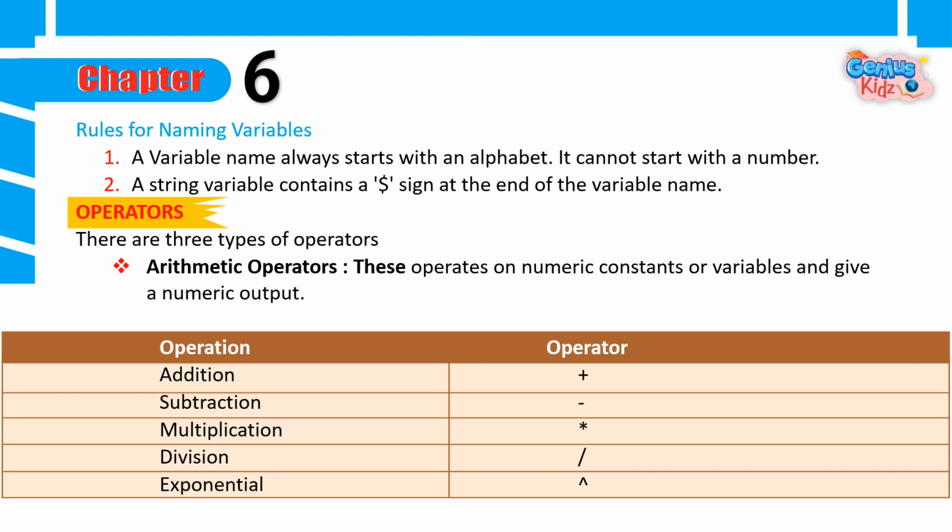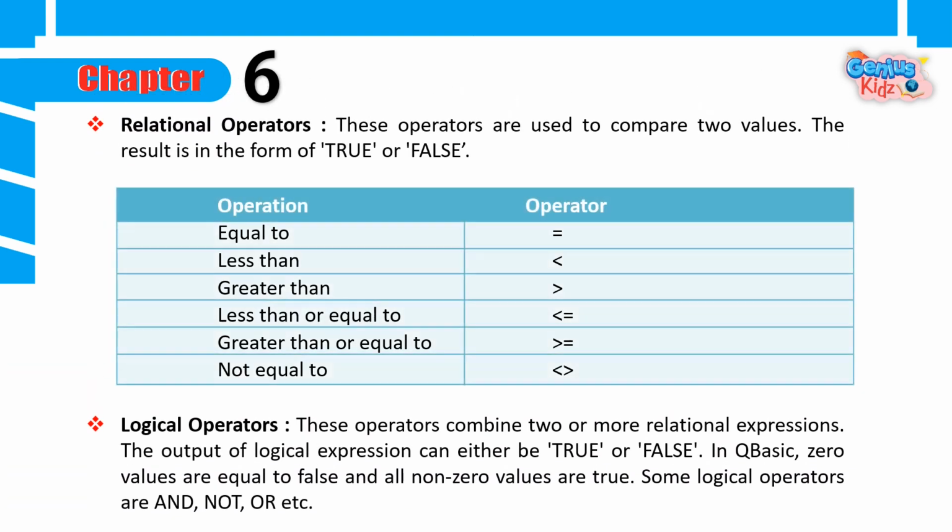Operators. There are three types of operators. Arithmetic operators operate on numeric constants or variables and give a numeric output. Operators: addition, subtraction, multiplication, division, exponential. Relational operators are used to compare two values. The result is in the form of true or false. Operators: equal to, less than, greater than, less than or equal to, greater than or equal to, not equal to.